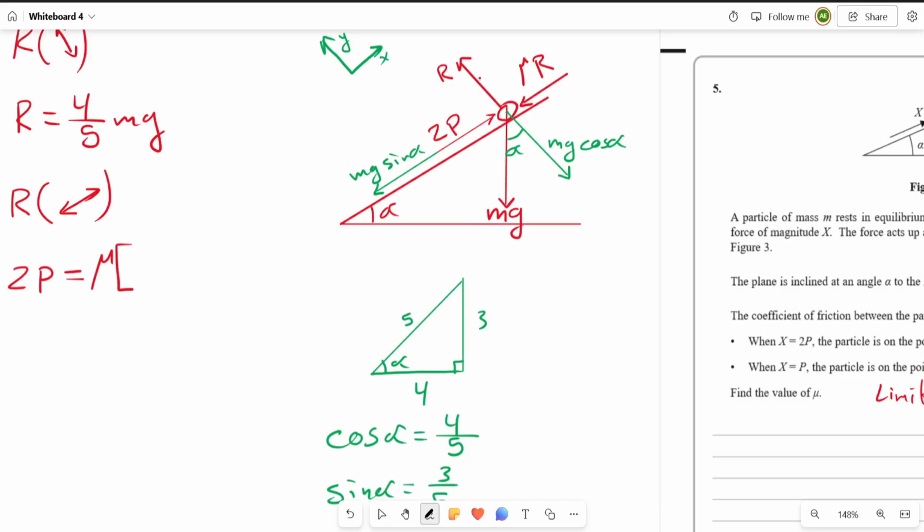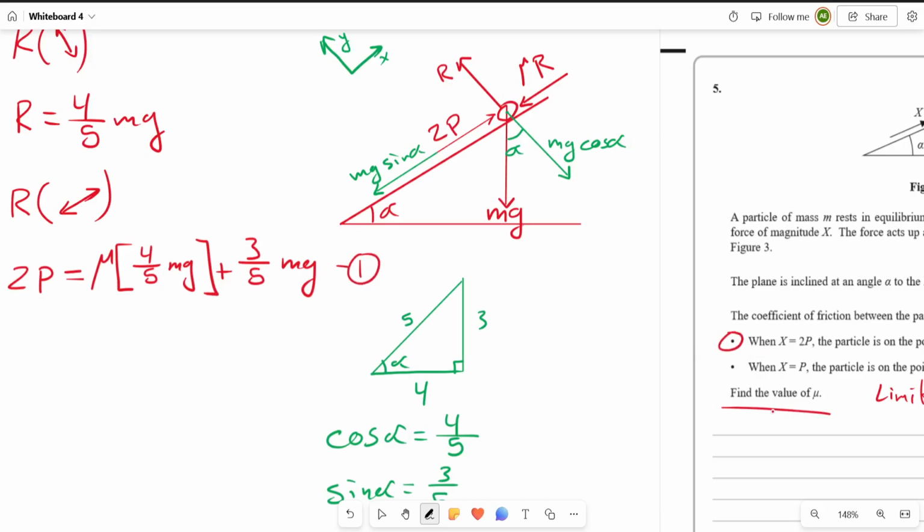That's why I always encourage you guys to always start resolving in this direction, because you're going to use it in the other part. So mu times R, so mu times 4 over 5 mg. And then adding to that, this mg sine theta. So sine theta is 3 over 5, so plus 3 over 5 mg. This is now my first equation from the first part over here.